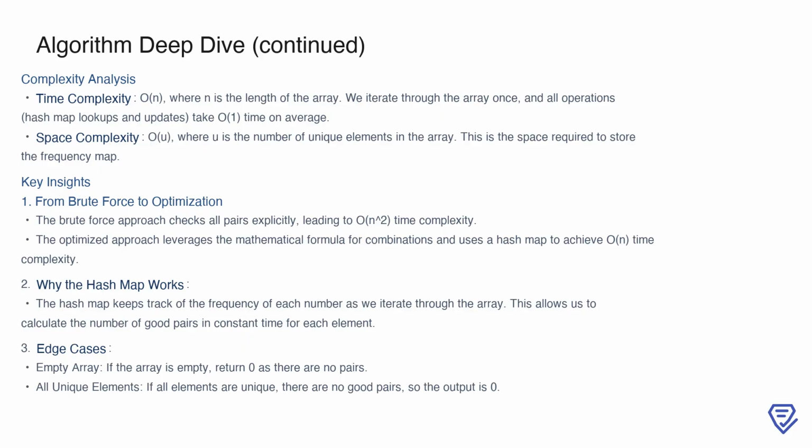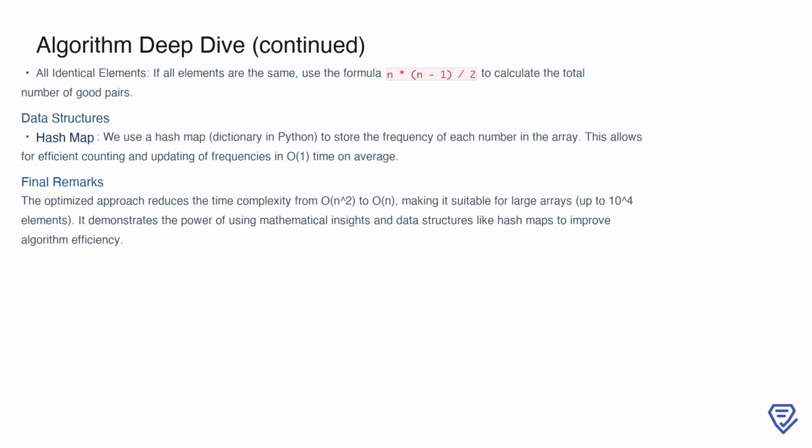Additionally, we must consider edge cases, such as when the array is empty or when all elements are unique, in which case there are no good pairs. If all elements are identical, we can use the combination formula to calculate the result directly. When dealing with edge cases, if the array is empty, the function should return 0 since there are no pairs to check. In the case where all elements are unique, no good pairs can exist, so the output is also 0. On the other hand, if all elements in the array are identical, we can use the formula n*(n-1)/2 to calculate the number of good pairs, where n is the size of the array. This is because every pair of indices in such an array forms a good pair.